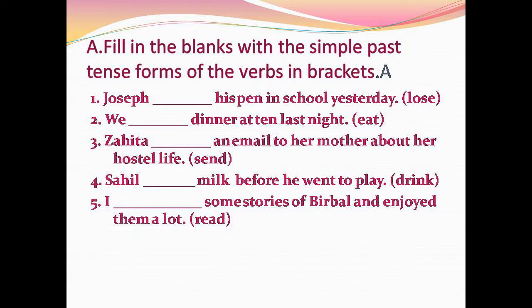Number 2. We dash dinner at 10 last night. The sentence says last night, means it happened. The action is over. And in bracket it's eat, right? So when we change eat into past form, its past form is ate, right? So we ate dinner at 10 last night.